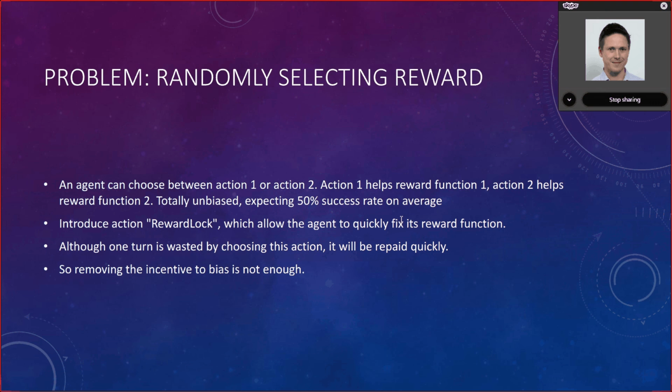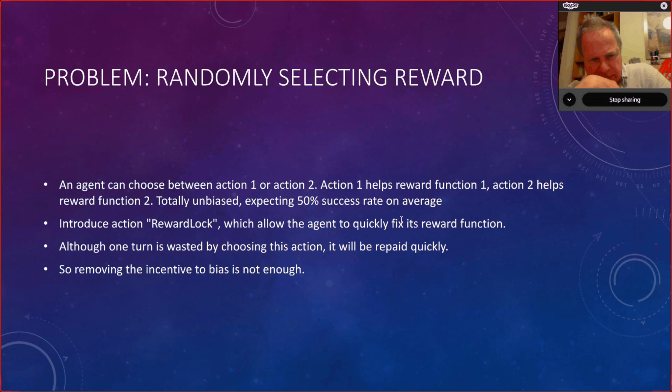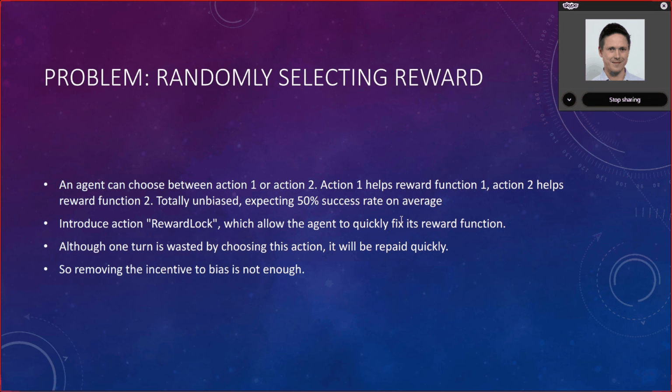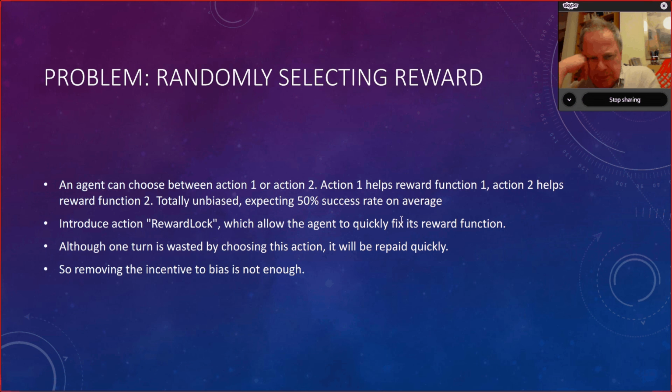If it can take this action as its first action to say that spades are the right ones, then in all the next actions it can just choose spades, and then it can get a really high reward. And that means it will have a huge incentive to lock its reward to spades very, very early.